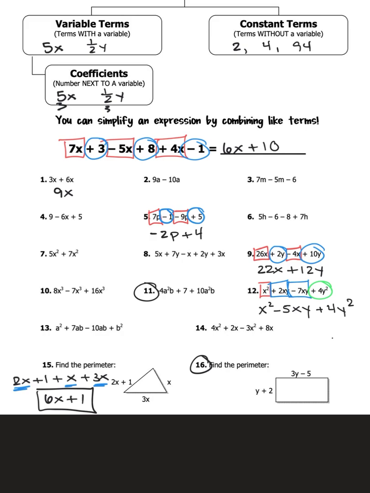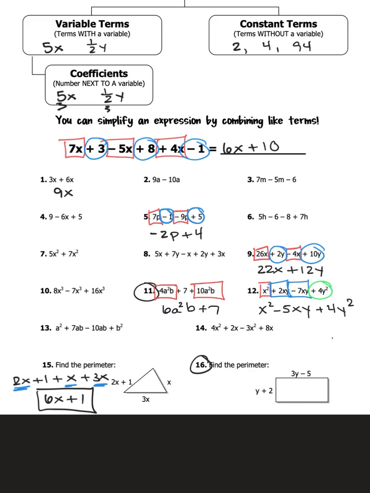All right. So let's look at these examples. Looking at number 11, we have -4a squared b plus 7 plus 10ab squared. Oh, excuse me, 10a squared b. So again, we can see that -4a squared b and 10a squared b are like terms. So we have -4 plus 10, which is going to give us 6a squared b plus 7.